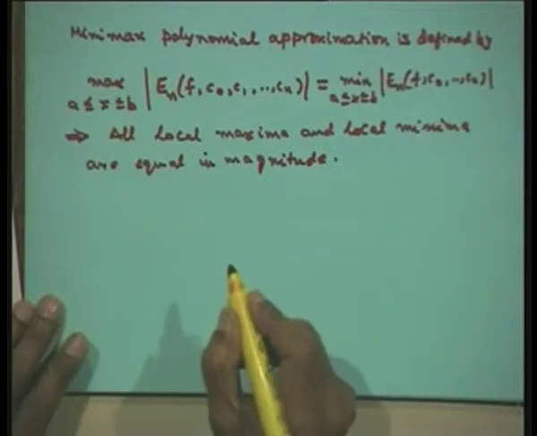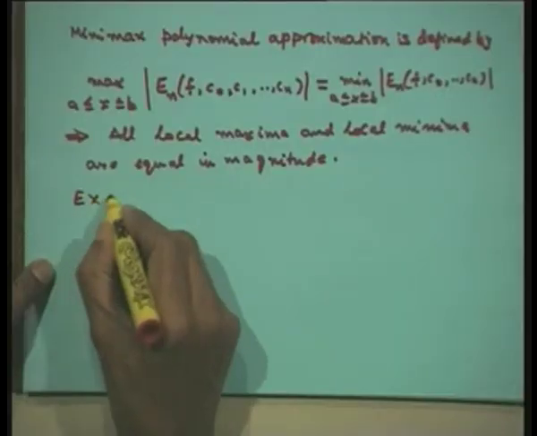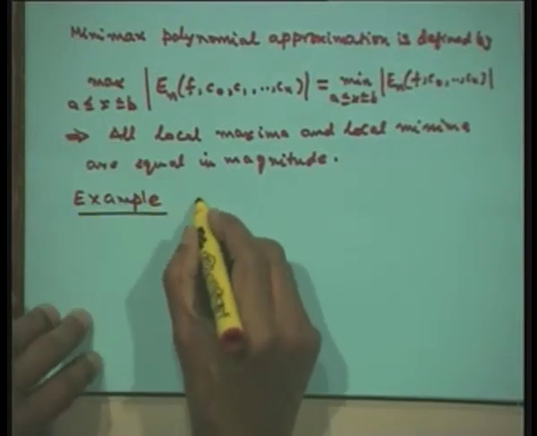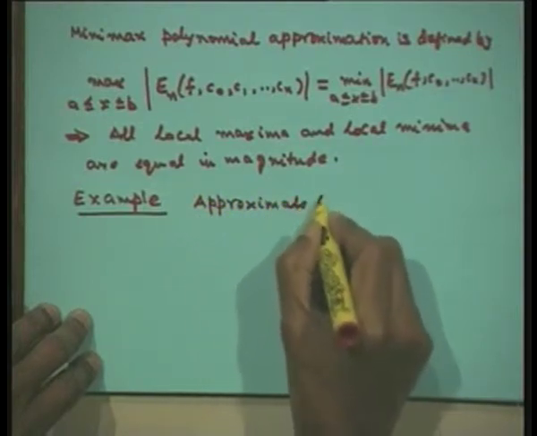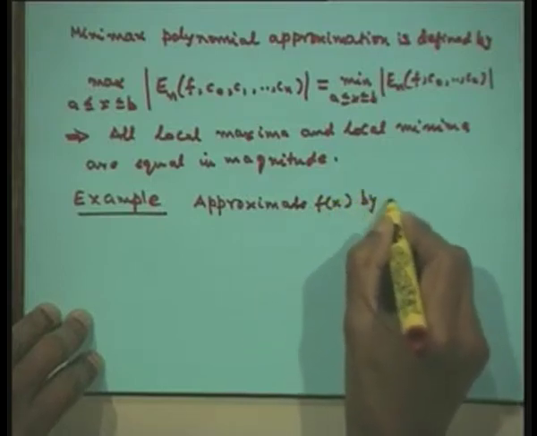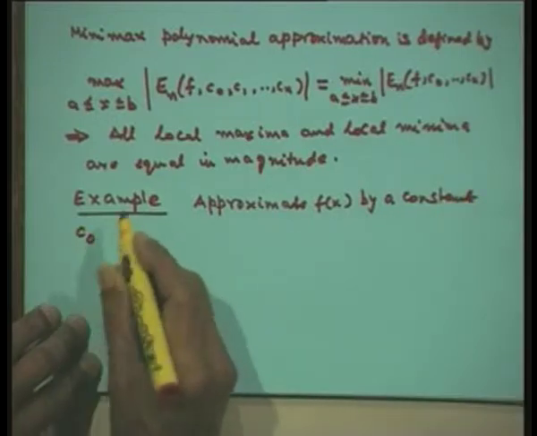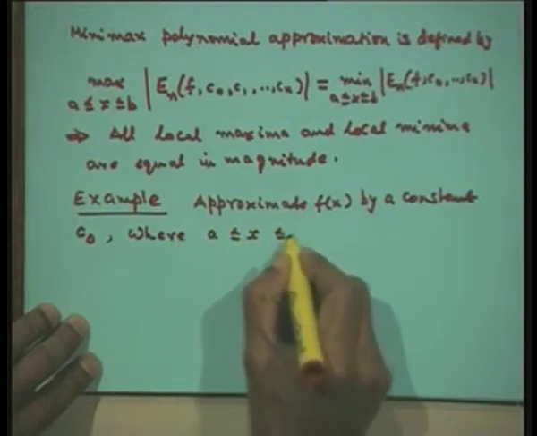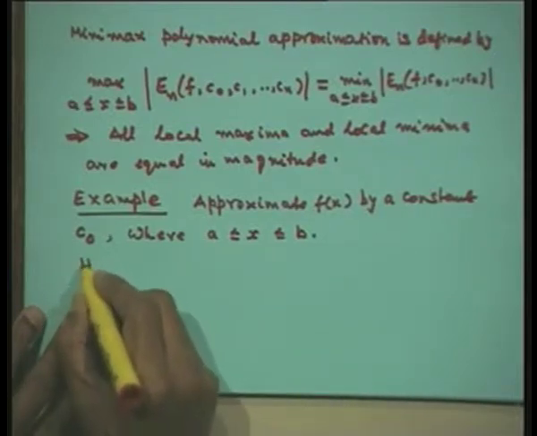Now, let us first consider a very simple example to illustrate the uniform approximation. So, let us call it an example. Approximate f x by a constant c naught, where a is less than or equal to x, less than or equal to b. Here n is equal to 0.